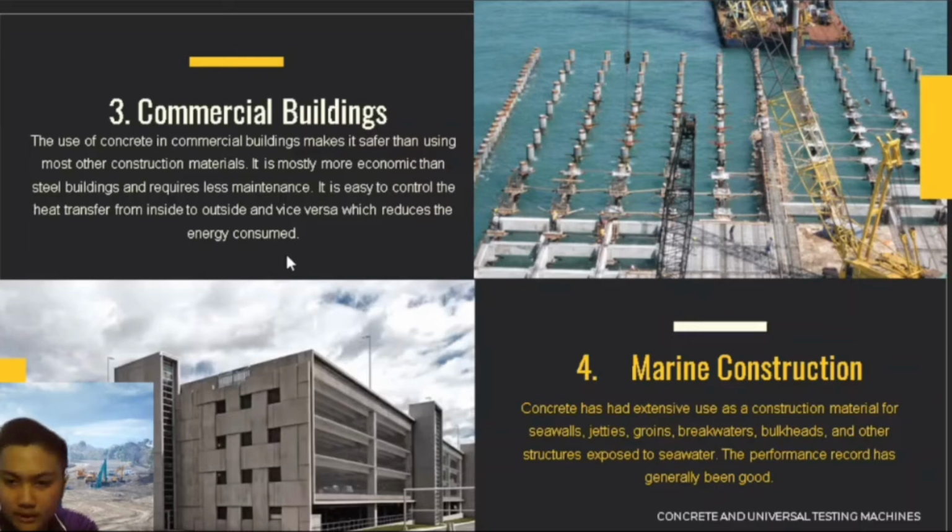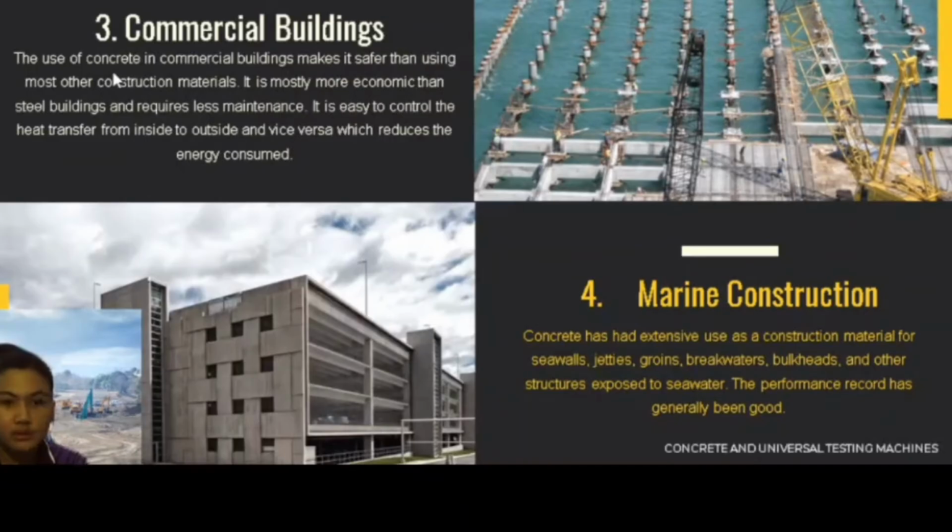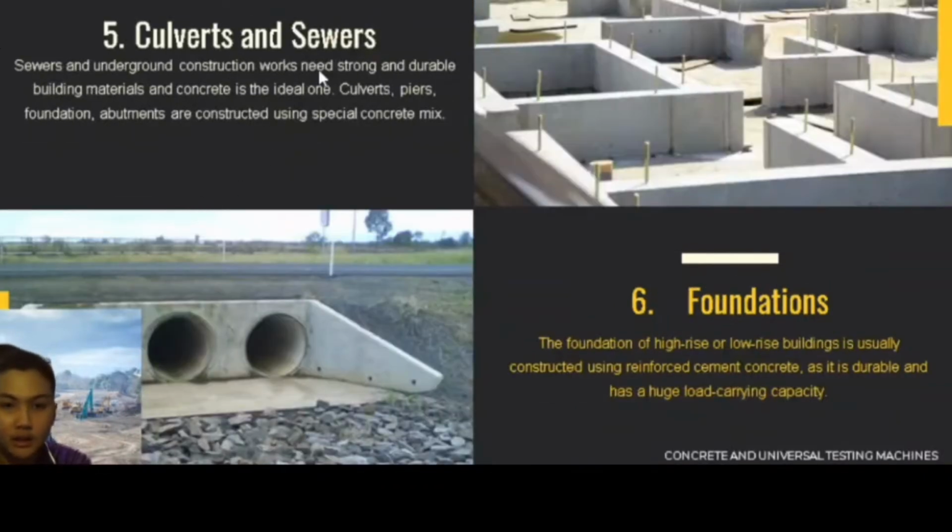Concrete has had extensive use as a construction material for seawalls, jetties, groins, breakwaters, bulkheads, and other structures exposed to seawater. From marine construction, next we have culverts and sewers.